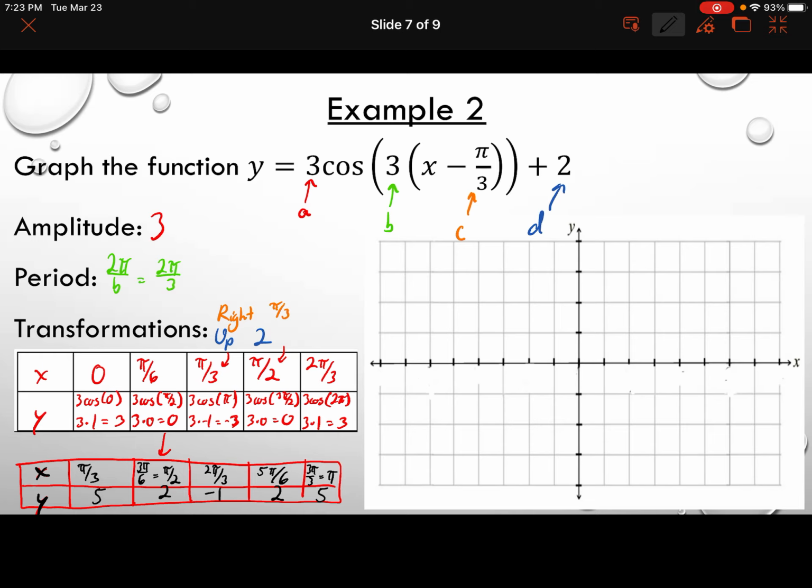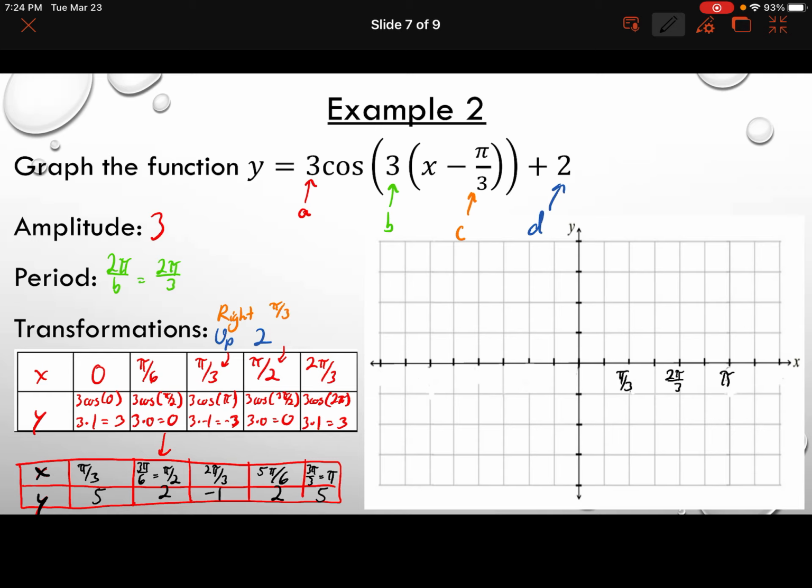Okay. So I think the easiest would be to make this pi over 3. That means every second point would be an additional pi over 3. So that's going to be pi over 3, that's going to be 2 pi over 3, and then this is going to be 3 pi over 3, which is just 1 pi. Yeah, that's probably the easiest way to go.